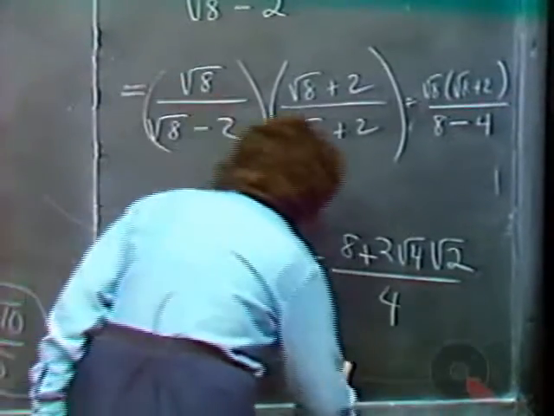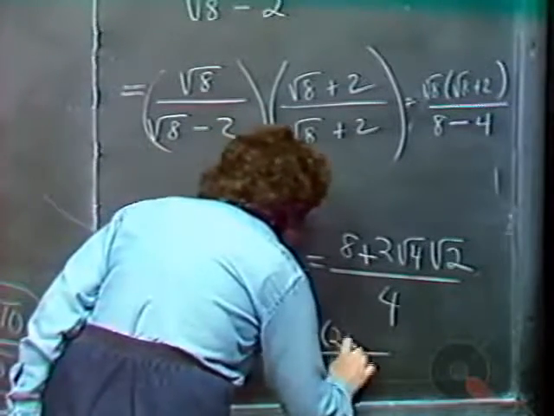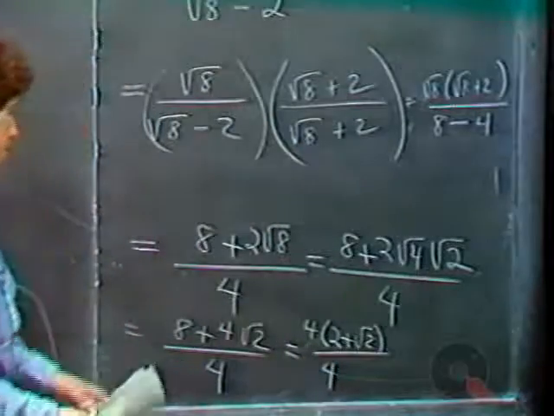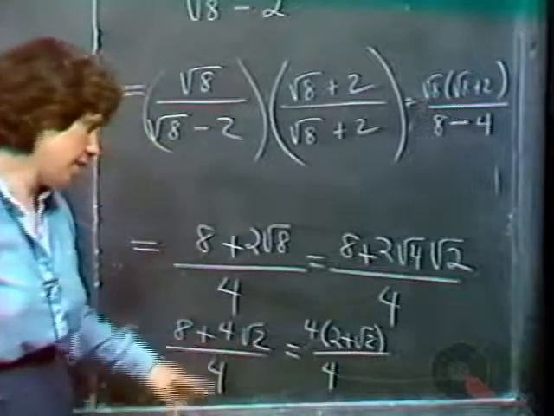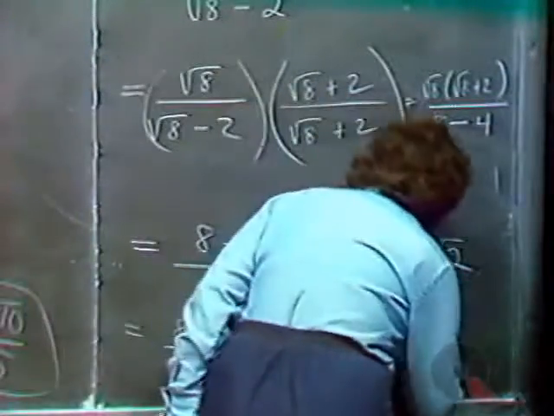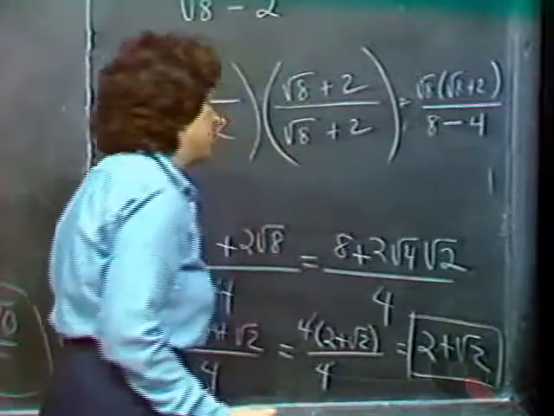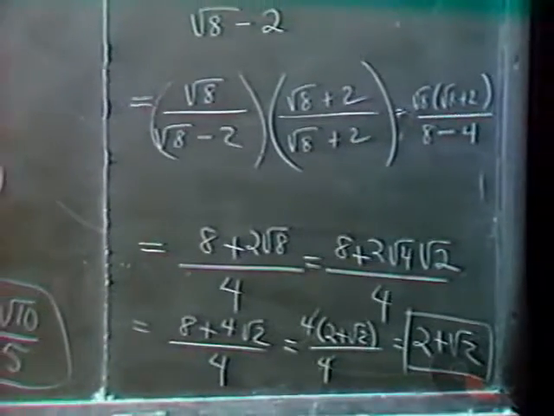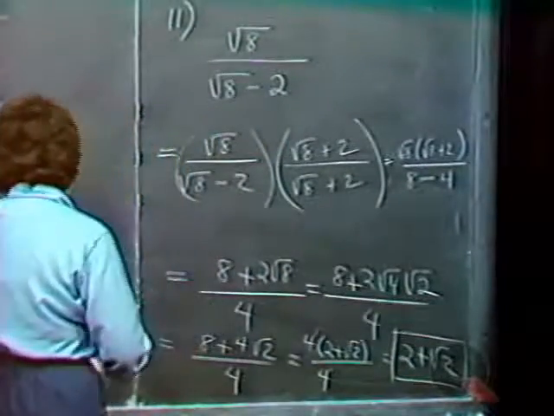You can factor out a 4 in the numerator. That's 4 times 2 plus the square root of 2 over 4. Because 4 times 2, that's 8. 4 times the square root of 2 gives you that. And now divide numerator and denominator by 4, giving us our final answer of 2 plus the square root of 2 for this problem. So in problem 11, you can put this into an equivalent form of 2 plus the square root of 2, which is in simplest radical form.